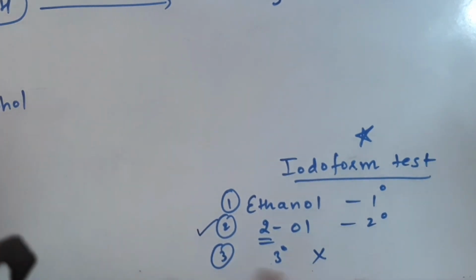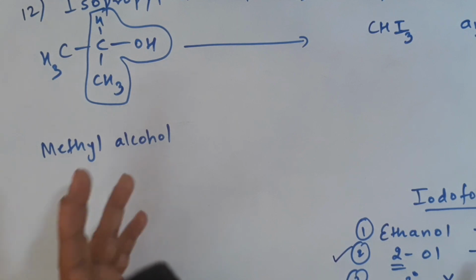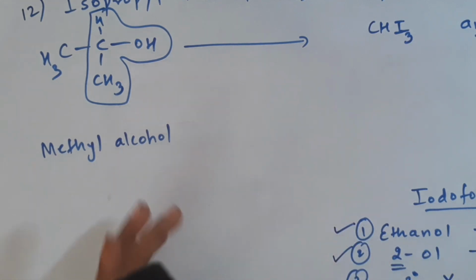Hexan-3-ol will not, hexan-2-ol will show this test. Alright, so I think you've got it. All the 2-ols will show this test and they can produce iodoform. The only primary alcohol which can give this test is ethanol. Okay, let us see how to do this test now.